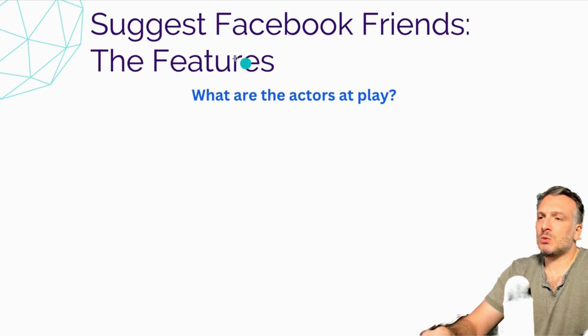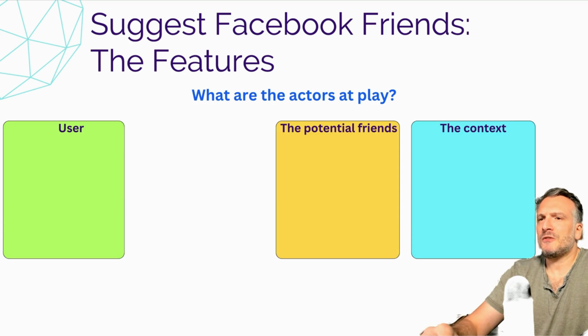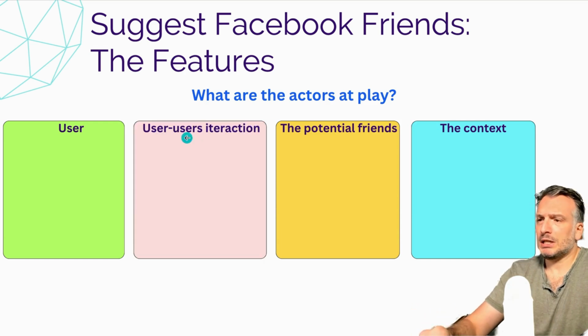A typical strategy to understand what would be the minimum features that you would need is to think about the different actors that are at play in the problem you're trying to solve. Here in the Facebook friend suggestion problem, we have three different actors at play. We have the user that is requesting a suggestion of the potential friends that he could add, and we have the potential friends. Those are two different actors that are at play in this problem. Additionally, we have the context in which the user is requesting the suggestions. Additionally, we have the user's interaction, so the features that could be related to the interaction that the user may have had with the potential friends that are suggested.